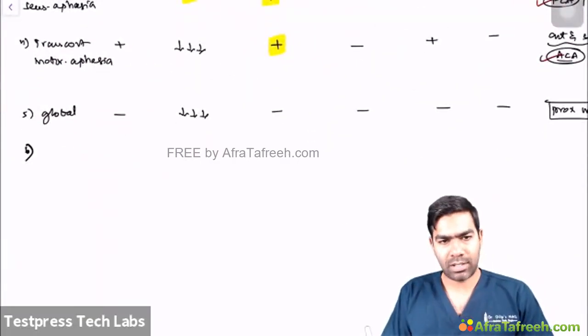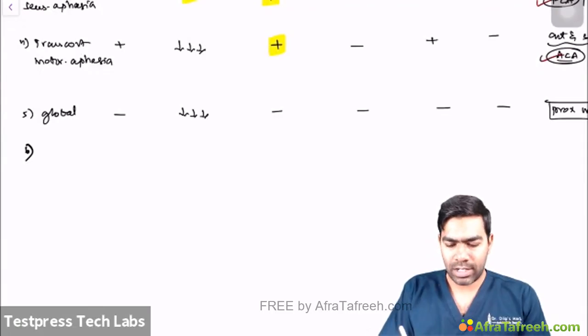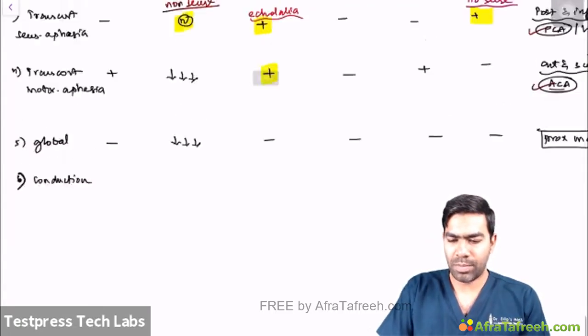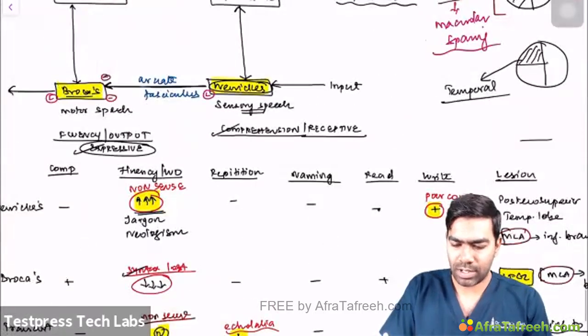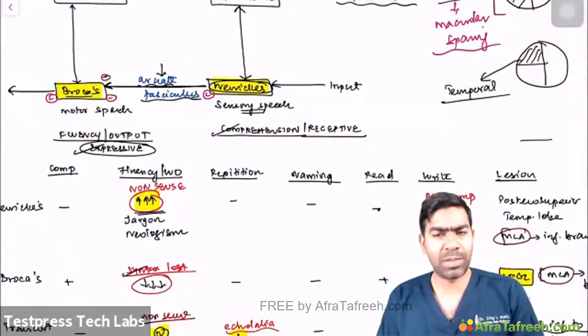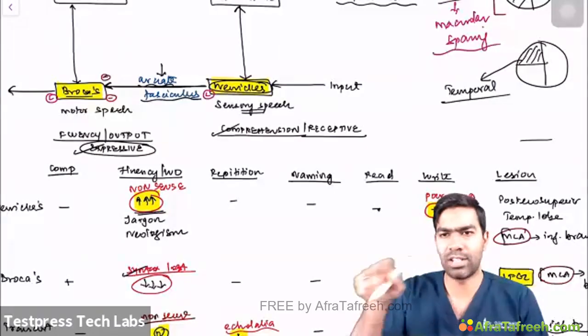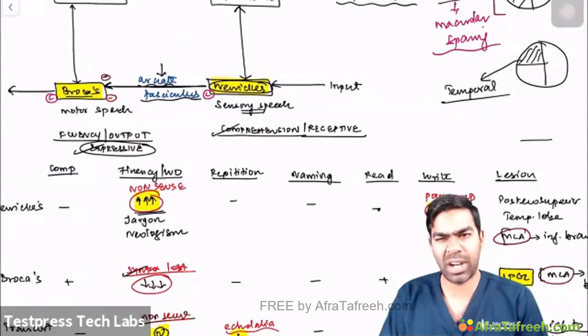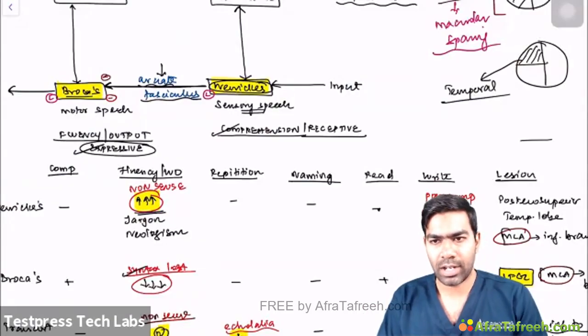And number 6, you have something called conduction aphasia. In conduction aphasia, the problem will be in the arcuate fasciculus. The arcuate fasciculus will be damaged, which means not all the fibers will be damaged. Still some fibers will be intact. But when they take a curve against the angular gyrus, that part is very commonly affected in conduction aphasia.